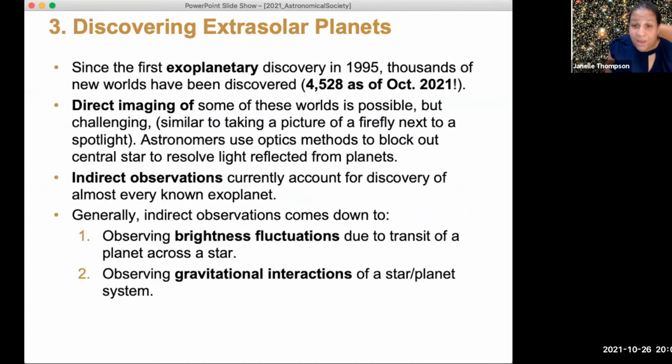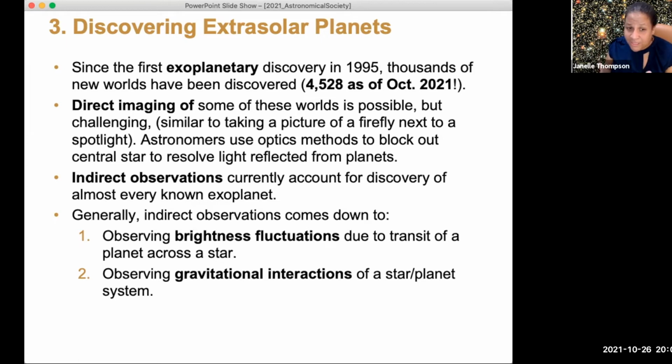Okay, so there's been a lot of really interesting research and discoveries coming out over the past decades. The first exoplanet was discovered in '95, and as of today, there's over 4,500 exoplanets that have been discovered. Some of these worlds have even been directly imaged, and this requires some pretty fancy optical methods where you have to block out the light from the center star. We're going to see an example of that in a second.